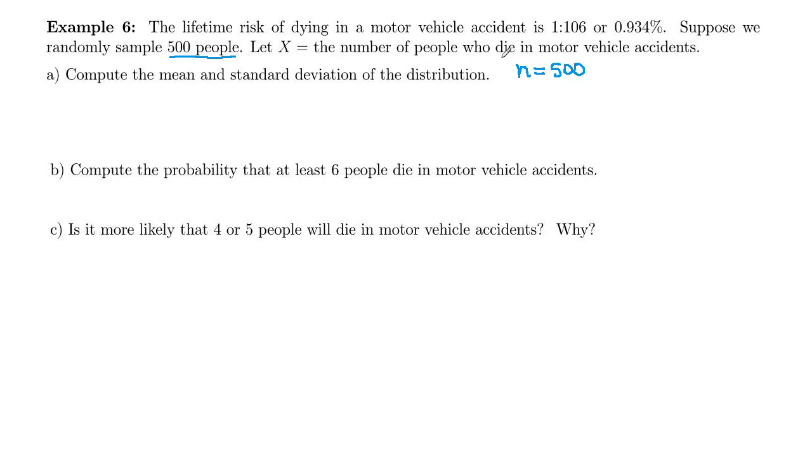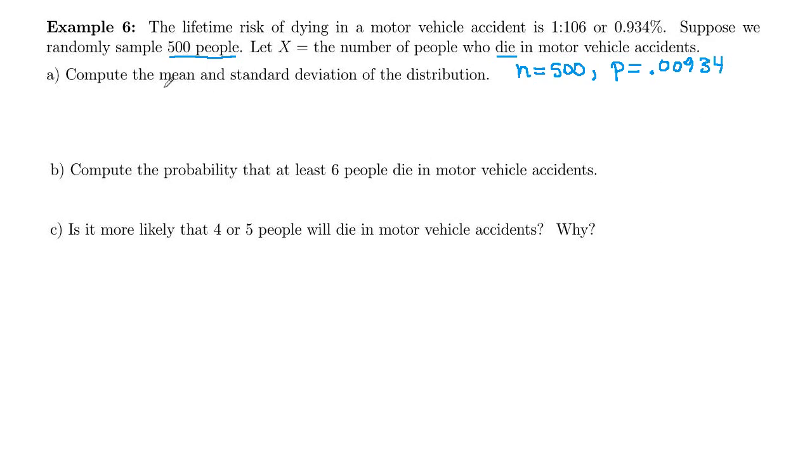Let X be the number of people who die in motor vehicle accidents. So this would be in their lifetime. So a success is, in this case, quote unquote success, is that the person dies in a motor vehicle accident. The probability of that is 0.934%. So that's our P. So P is as a decimal. Remember, you always want P as a decimal. 0.00934. Got to move the decimal 2 places over.